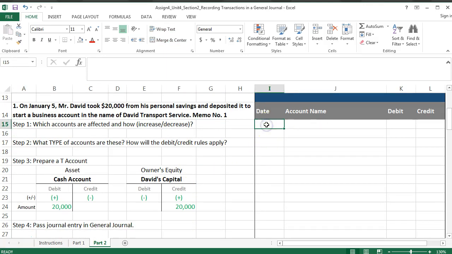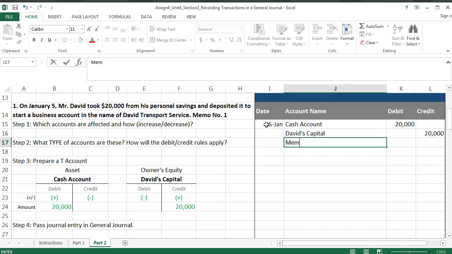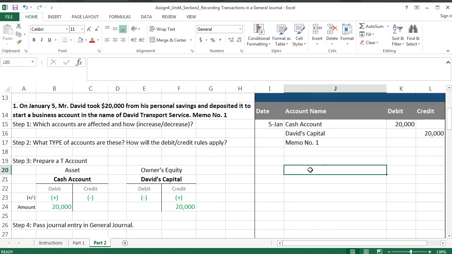So now we make the journal entry for this transaction. January 5th, always listing the debit first, cash account, debit in the amount of $20,000. David's capital is our credit, amount of $20,000. And on this third line is where we want to list our source document information. So this was all recorded on memo number 1. That way if we ever need to go back and check our sources, if maybe we're getting audited, we need proof of all these transactions, right? That's what that memo is for.